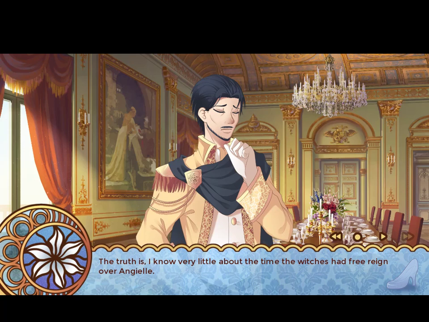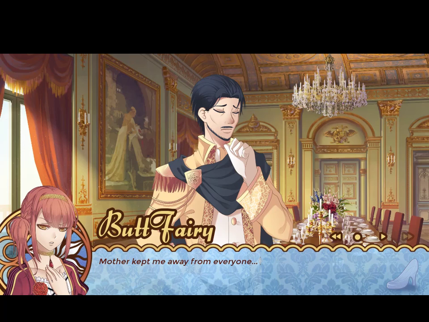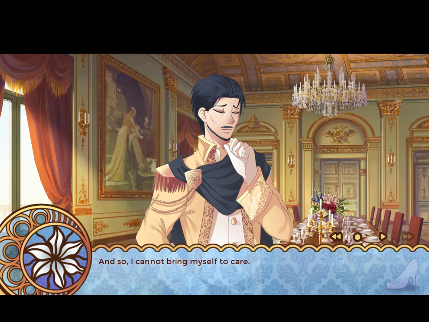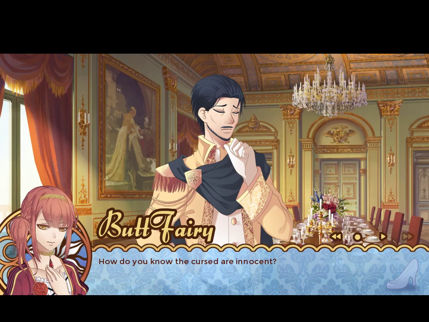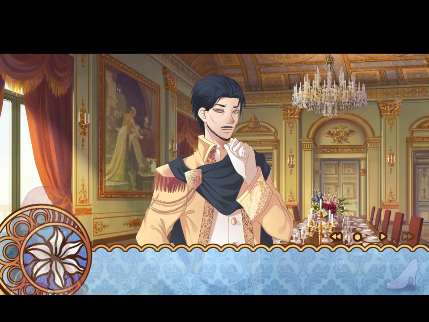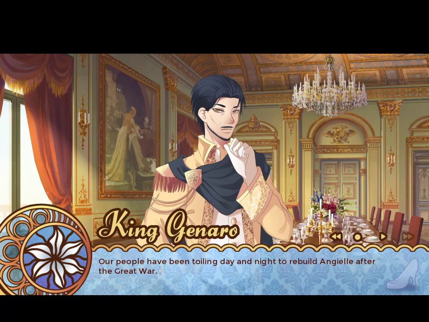The truth is, I know very little about the time the witches had free reign over Angel. I was very young then, and Mother forbade me to leave the palace, sometimes even my room. I know nothing of the people's supposed pain and suffering. Mother kept me away from everyone, so I cannot bring myself to care. How do you know the cursed are innocent? Our people have been toiling day and night to rebuild Angel after the Great War. Our people are the kingdom's foundation, and I am endlessly grateful for their determination and resolve.